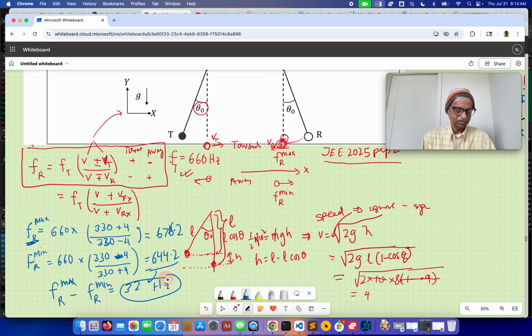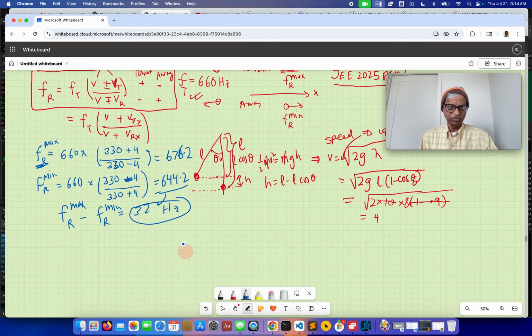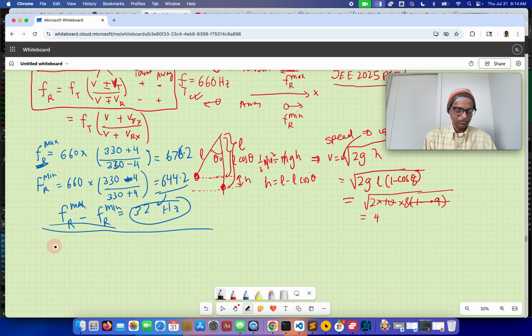So that's the answer. Well, maybe you say, hey, I put numbers in too early. Let's see if I can do another way. So here is another little detour. The problem is already solved, I just want to do a little detour: FR max, FR min. I just want to calculate that directly from these formulas.